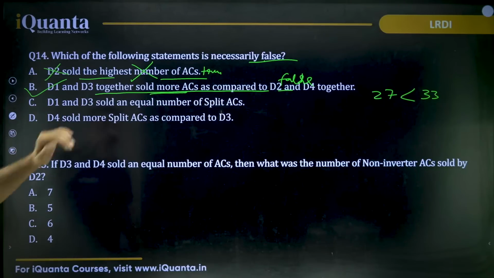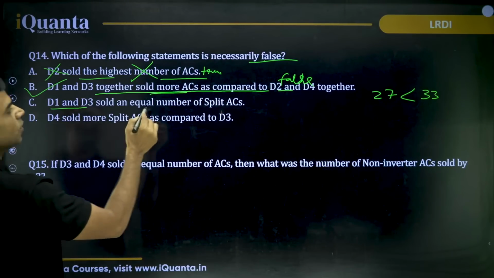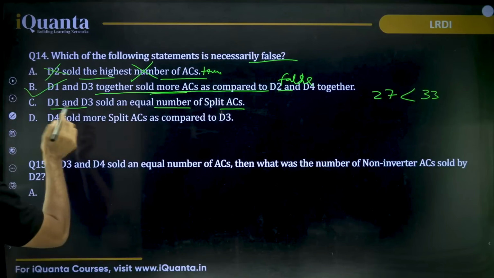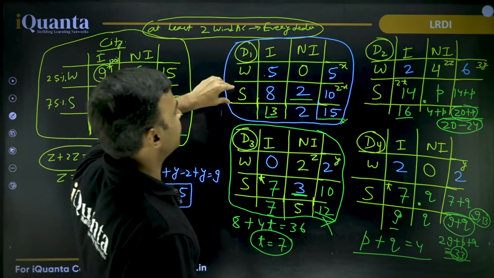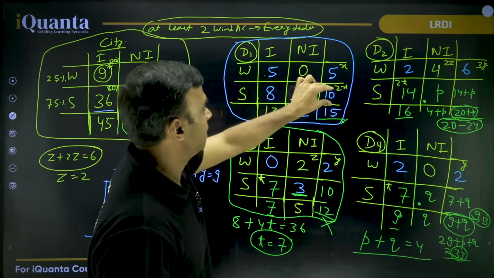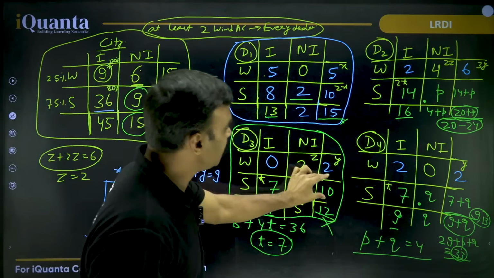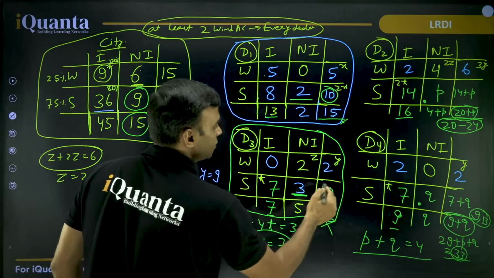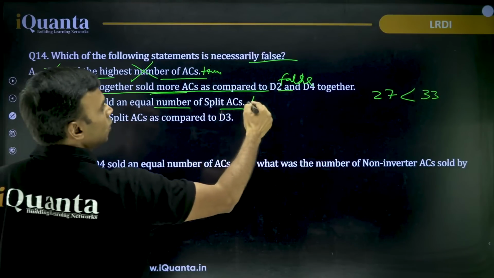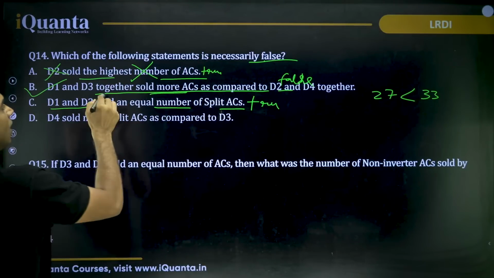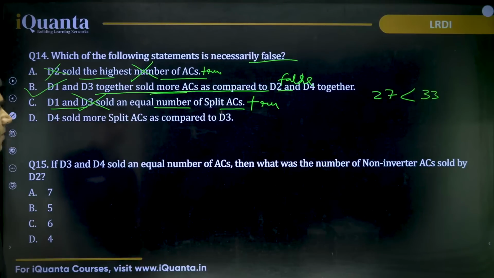But let's check the other two statements also. D1 and D3 sold an equal number of split AC. D1 split AC is 10, D3 split AC is 10. Fantastic. This is equal. So that statement is true. If it is true, then it cannot be the answer. We want the false one.